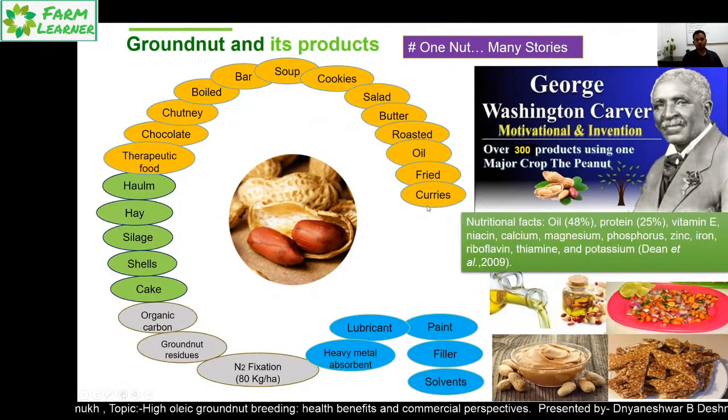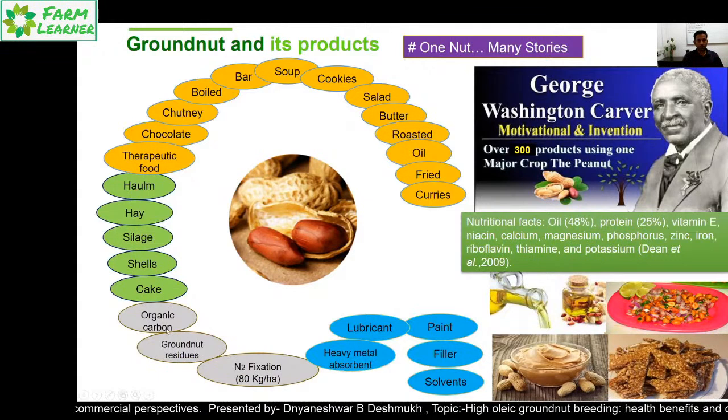Here I try to summarize the different uses of the groundnut. So yellow color represents the food uses of the groundnut, starting from curries, fried groundnut, oil, roasted, butter, salad, and so on. Green color represents the animal uses of the groundnut, that is haulm, which is used as fodder or foliage, then silage, then shell, cake. So all these are the animal fodder uses of the groundnut.